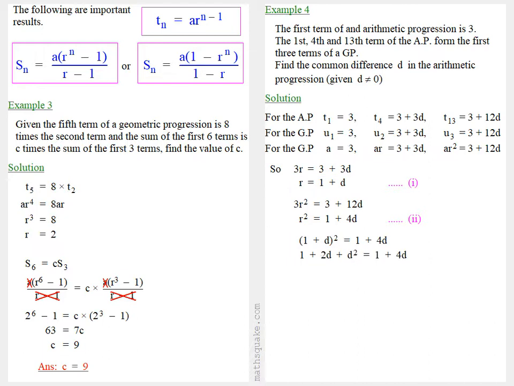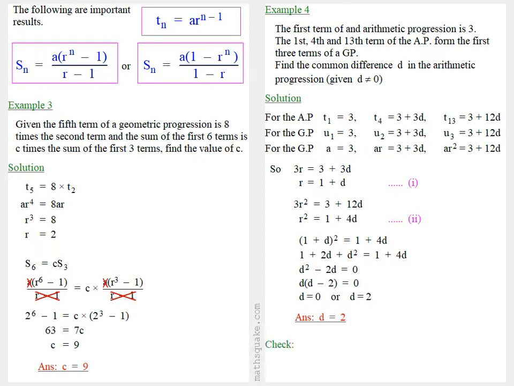Now if we expand the bracket we get 1 plus 2d plus d squared equals 1 plus 4d, and if we rearrange it we get d squared minus 2d equals 0. Now we can factorise that as d into d minus 2 equals 0, which tells us that d is 0 or d is equal to 2. Now we've been told d is not equal to 0, so our answer is d equals 2.